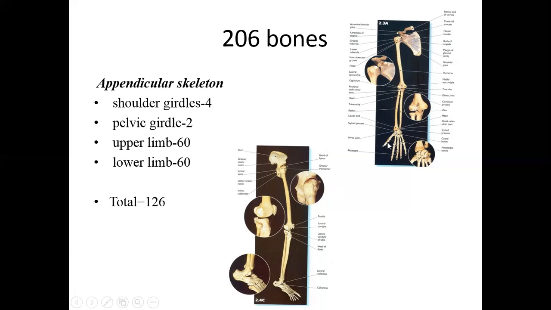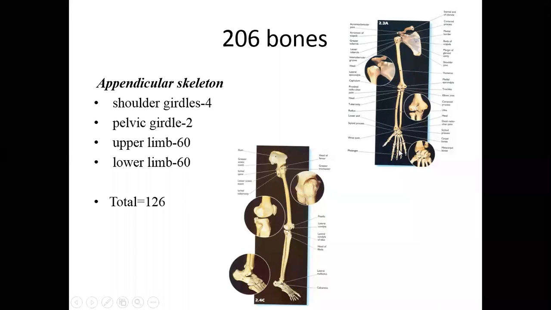Phalanges for the thumb, there are 2 phalanges, but for the other fingers, there are 3 phalanges for each finger: proximal, middle, and distal phalanges. So I just named the bones of the upper limb. We will name the other bones in the next class.